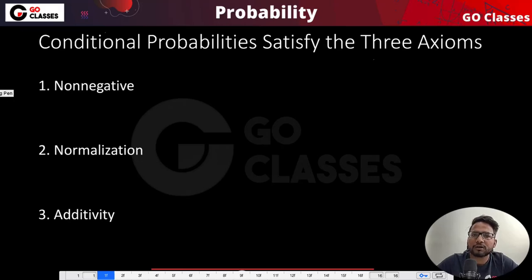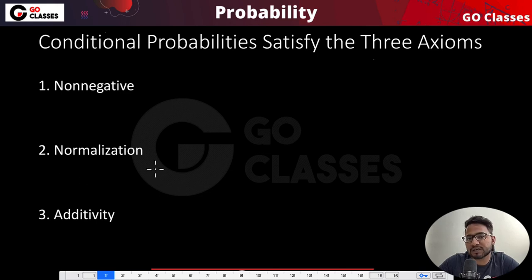Let us now see conditional probability axioms. Actually, these axioms are not new axioms, which means these axioms are the same as the probability axioms. So I can say that conditional probability also satisfies all of those three axioms that we have already seen. Now the first axiom is non-negativity, which means that the probability of any event, conditional on any event, is greater than or equal to 0.